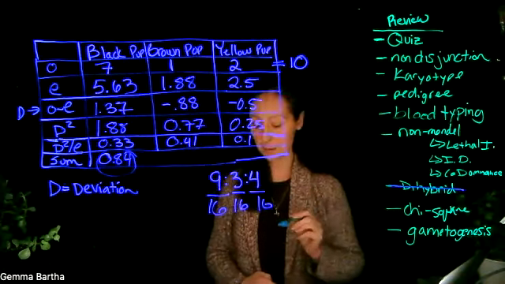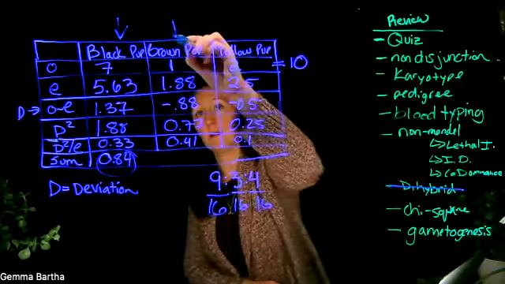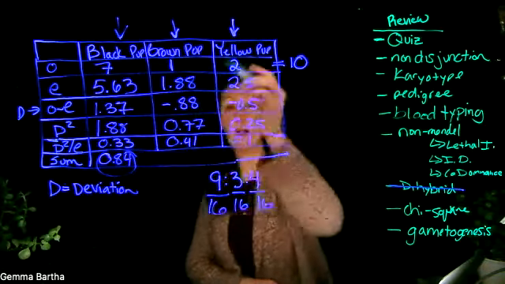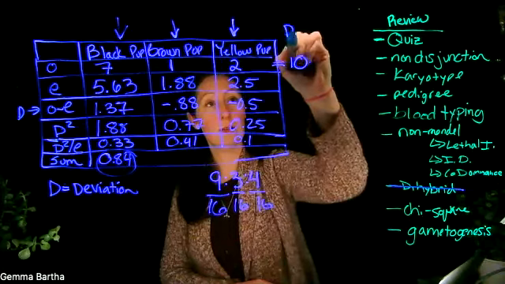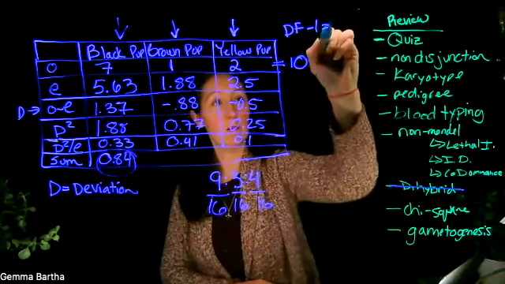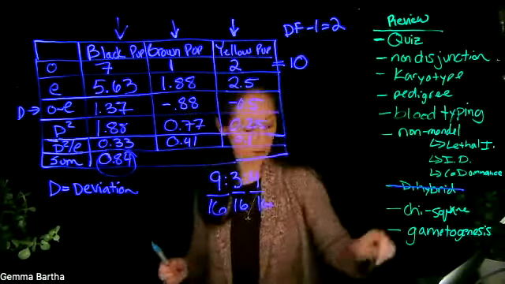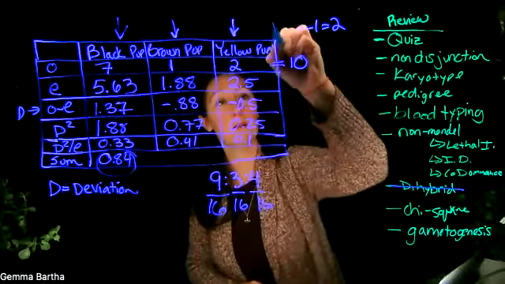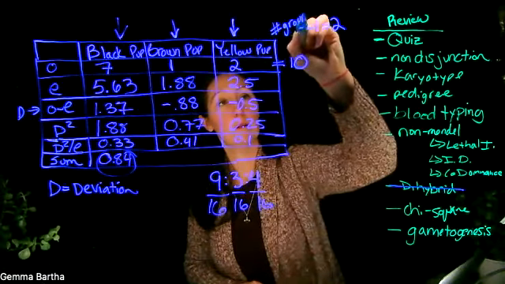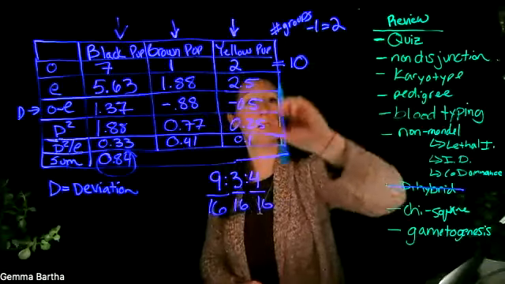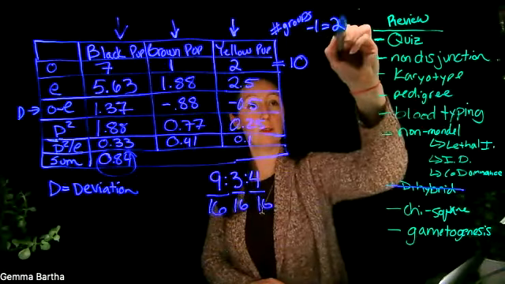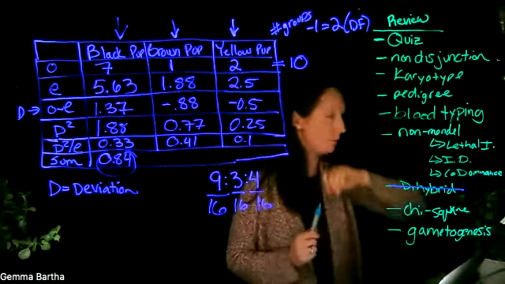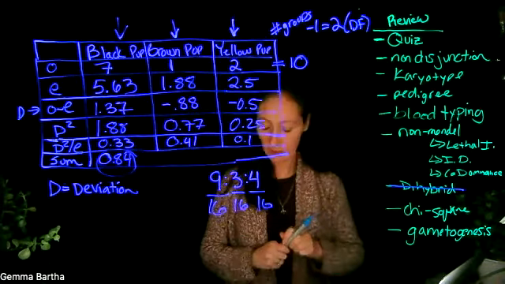Yep, because there are 3 categories. So that means that we have your degrees of freedom, which equals, I shouldn't say degrees of freedom, your number of groups minus 1, and that gives you your degrees of freedom.